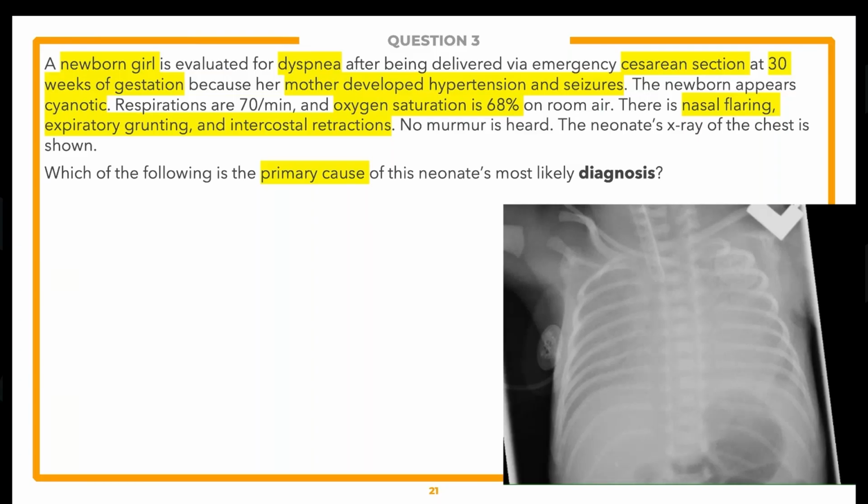I'm not going to read too much into it just now, but I'll wait till we get the answer. But as you can see, this is not a normal X-ray. There are some things that should be standing out to you guys, and we're looking at a chest X-ray here. So in this baby who was just born at 30 weeks gestation with a mother who had hypertension and seizures and is now cyanotic and hypoxic, what do you think is the cause of the patient's most likely diagnosis? Let's pull the options up here and go through them one by one, okay?